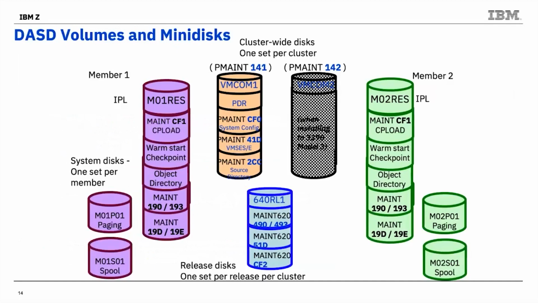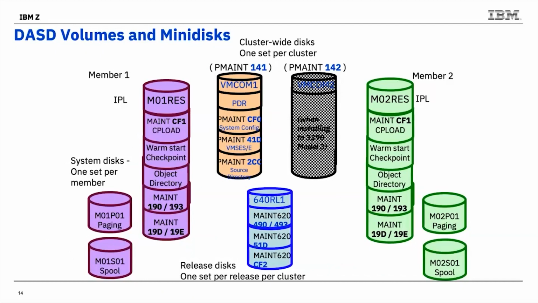The next couple of slides are going to talk to an attribute of SSI that is the backbone for what we call a single maintenance stream. Now, before I get into what that really means and how that maintenance stream looks, we need to understand the basic organization of DASD volumes and minidisks in an SSI. So first thing we see on this chart are our cluster-wide disks.